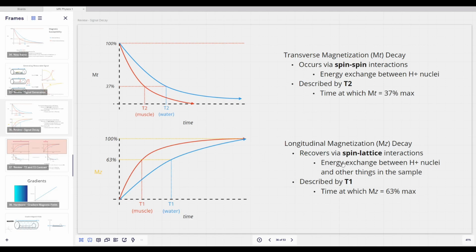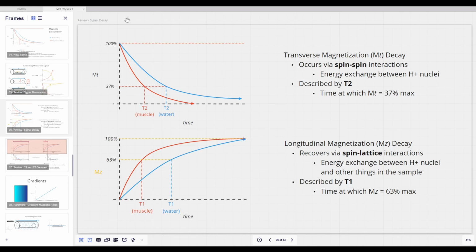Spin-lattice interactions, we said, is energy exchange between protons and other things in the sample. So a similar idea here: the muscle, because it's a complex biological tissue, has protons that are more likely to interact with other things in the lattice, and so they get rid of their energy faster and return to that resting state faster. They have a shorter T1. Water is going to have a longer T1 because water is freely moving. It's less likely to release energy via those spin-lattice mechanisms, and so its curve looks like this.